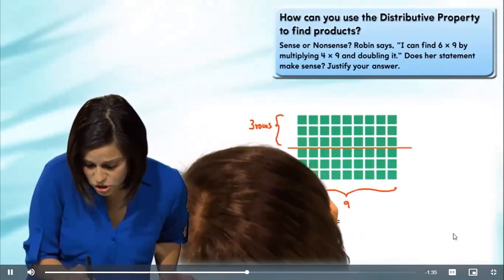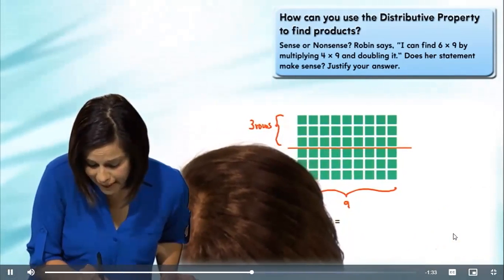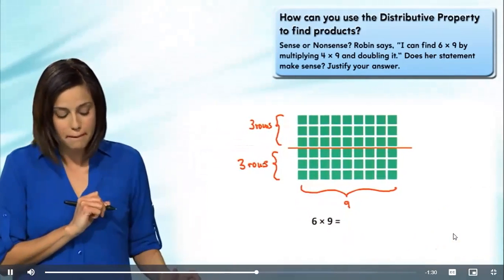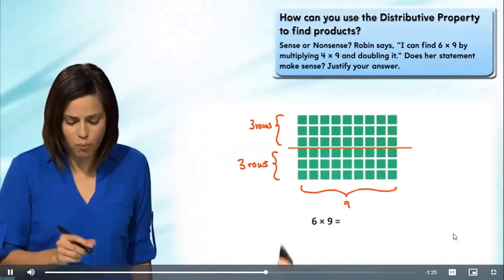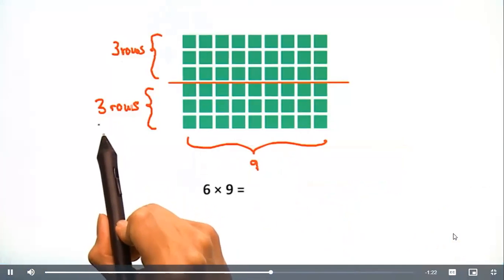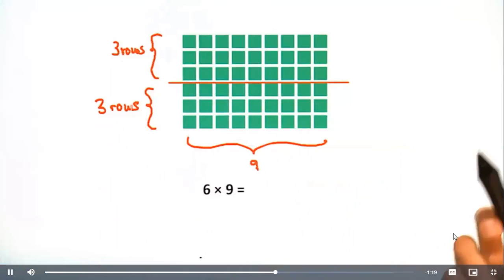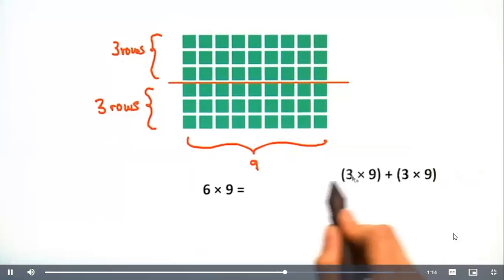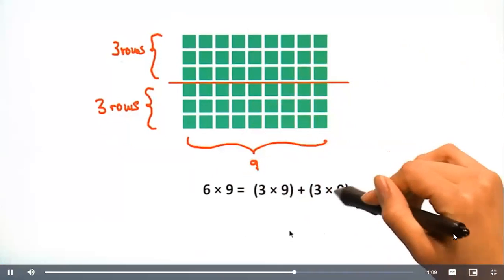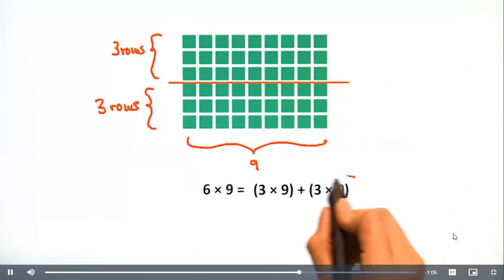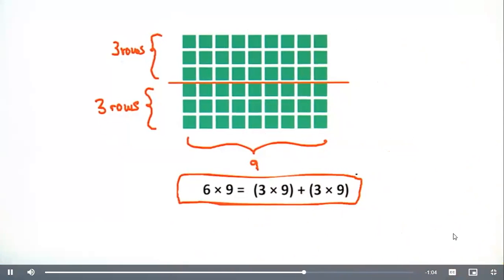with 3 rows each. Now notice that the 9 stayed the same. That's not changing. So this means that I can multiply the 3 rows times 9 twice, and I still get 6 times 9. So 2 of these arrays makes the bigger one. So that means if this is the correct way to write 6 times 9, that means Robin is not correct.